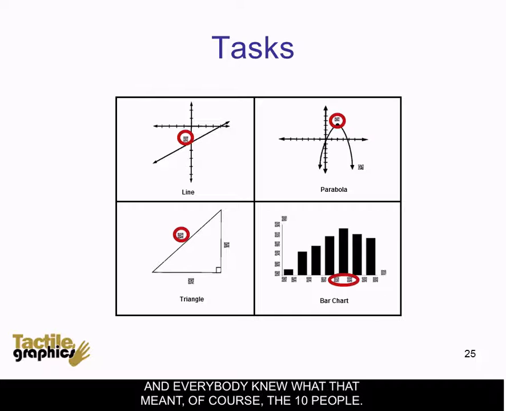And the final was the most difficult, was the bar chart. And here you wanted to find the two numbers that indicated the highest point in the bar chart. You had to have 2 answers. So these were 4 different tasks. And, of course, we did all the right things, and we gave them in random order and things like that.